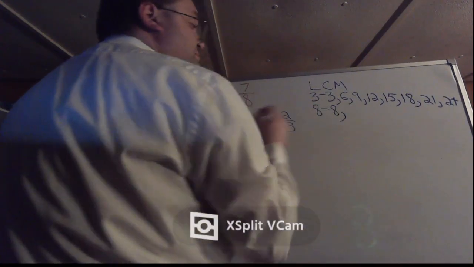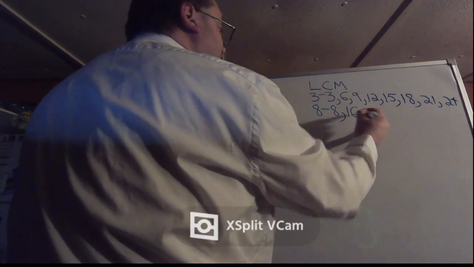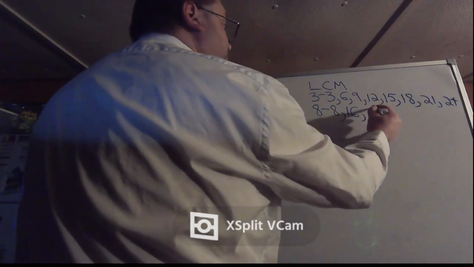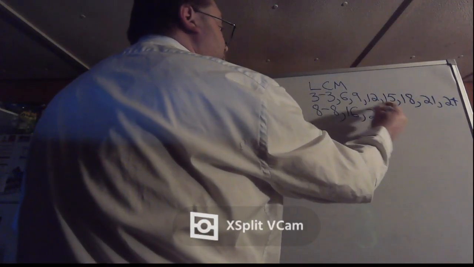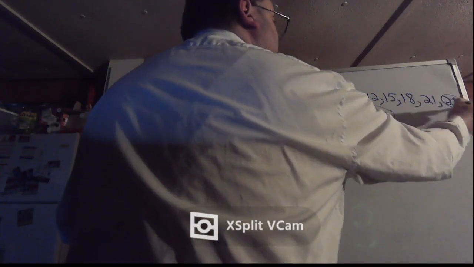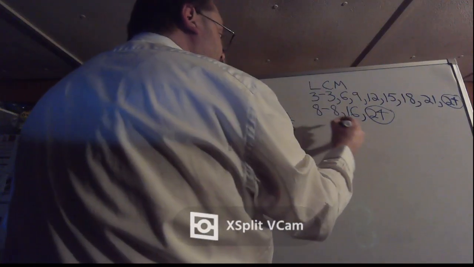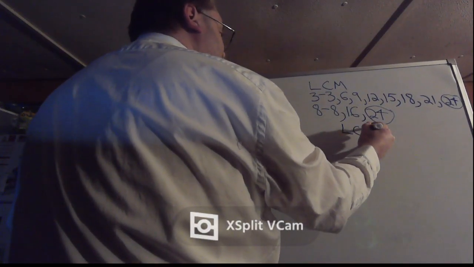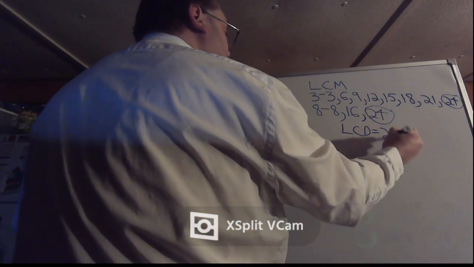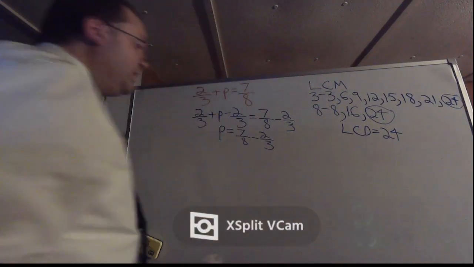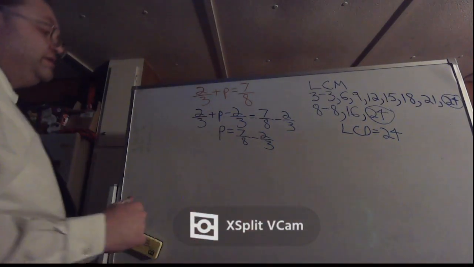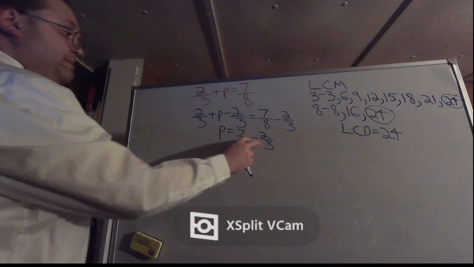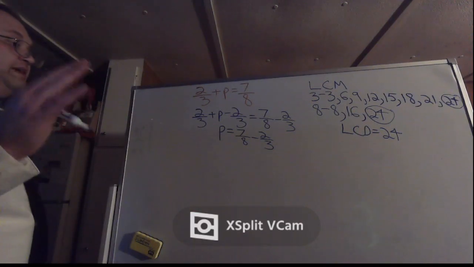8 times 1 is 8. 8 times 2, well, that's going to be 16. 8 times 3 is 24. Well, we could stop right there. We just found our least common multiple being 24. So the LCD, the least common denominator, is 24. Okay, that tells us these two denominators, we got to convert them into denominators of 24.